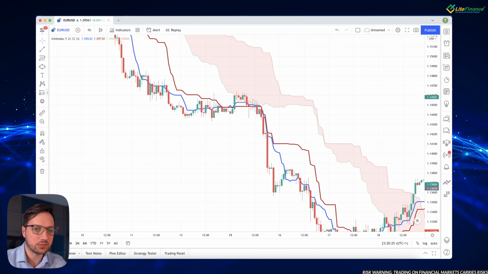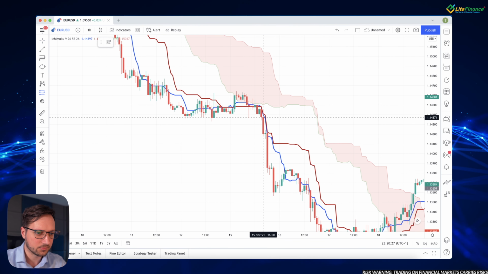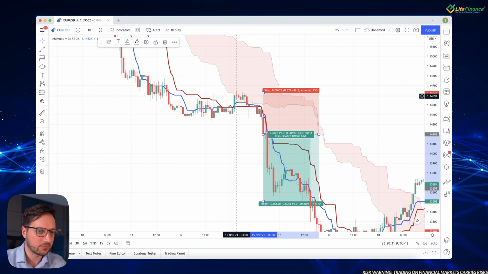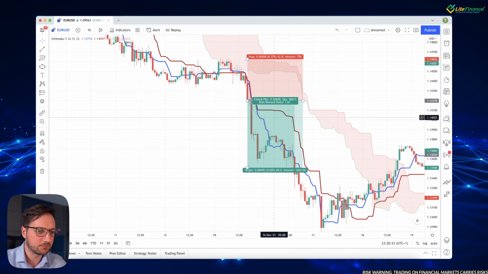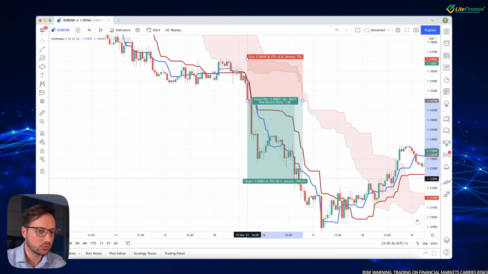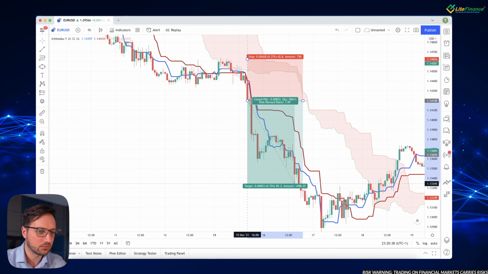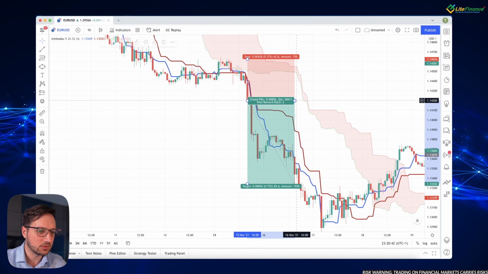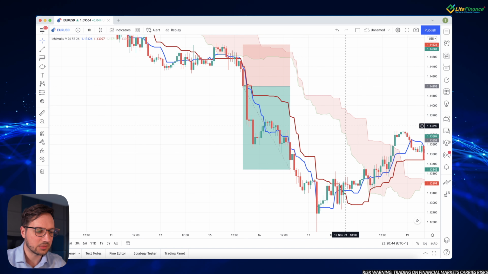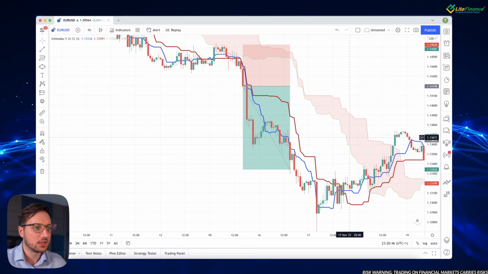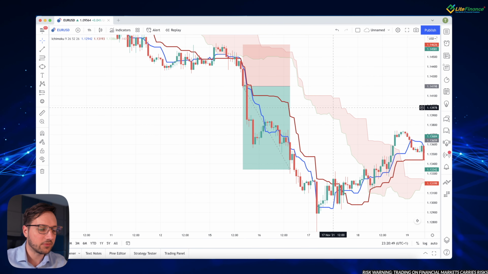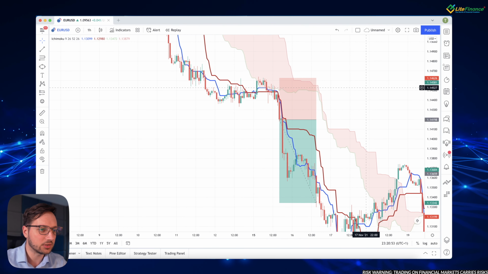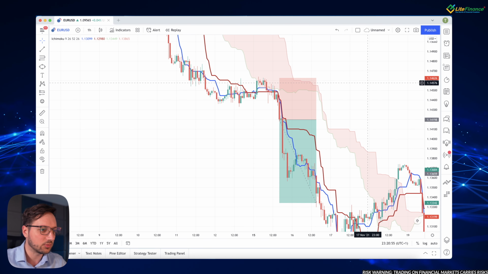So now we have the example for a short. Closing of this candle, stop loss above the latest swing, 2-to-1 risk reward ratio. Okay, and you can see this example was also profitable. So I think we have all the examples, all the rules of the strategy well explained. We talked about a couple of examples.